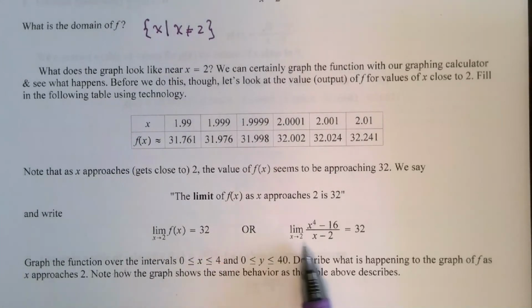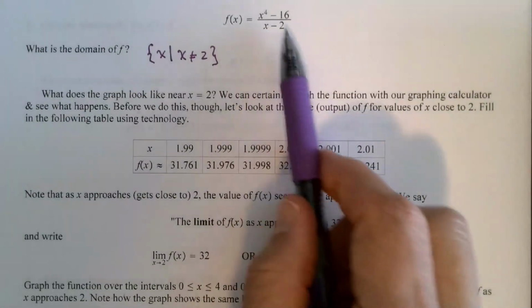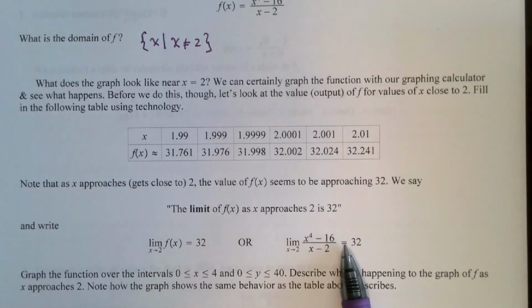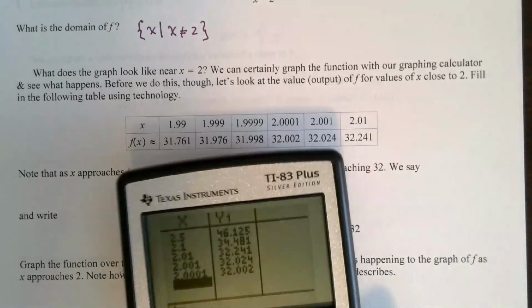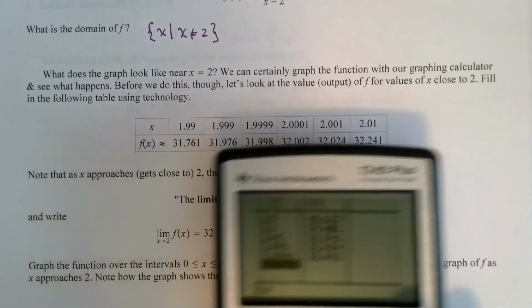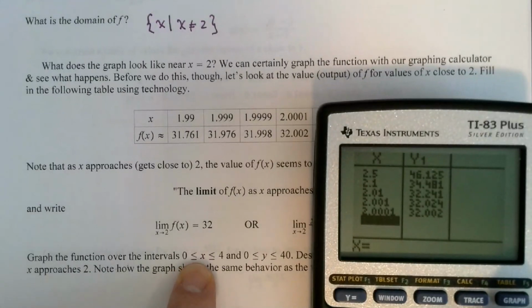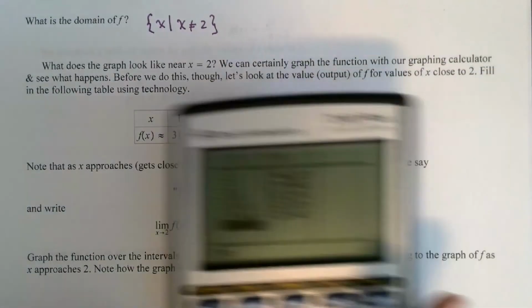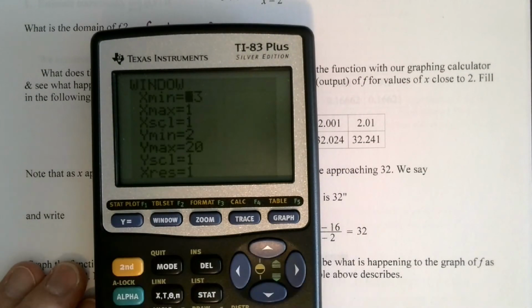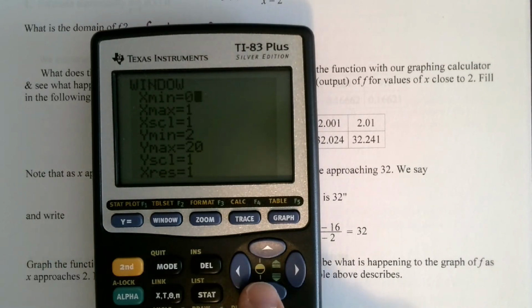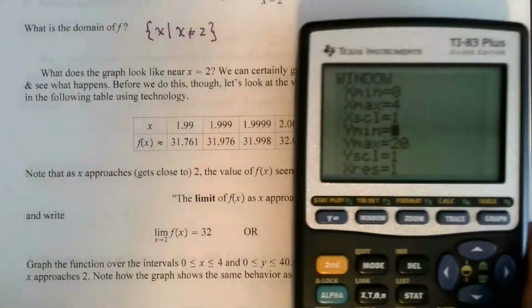Or the limit as x approaches 2, we can actually write the entire rule for the function, is equal to 32. Now, let's graph this function and see what's happening. I'm going to graph it over the interval from x going from 0 to 4 and y going from 0 to 40. So I'm going to adjust my window settings here: x from 0 to 4 and y from 0 to 40.